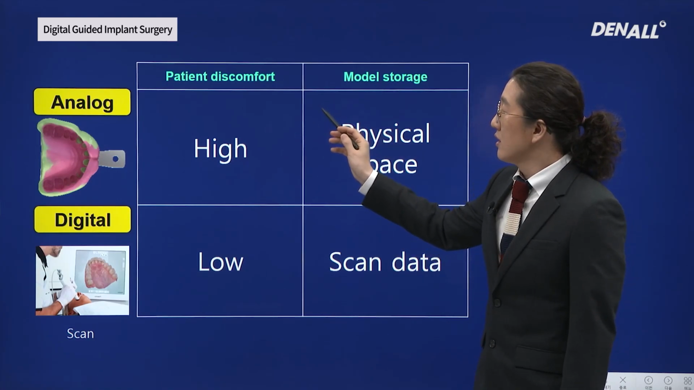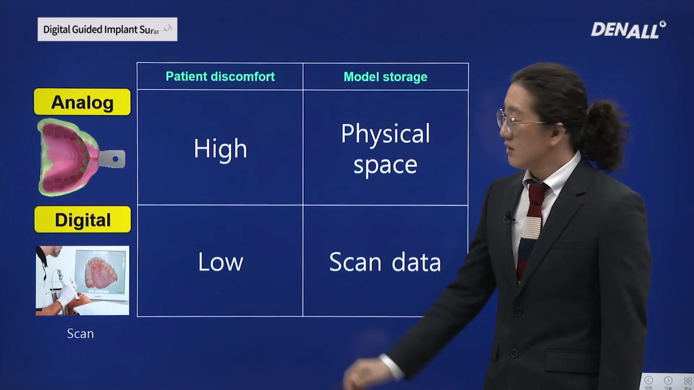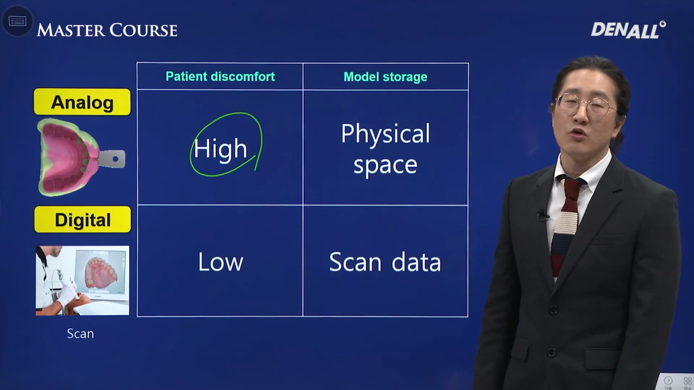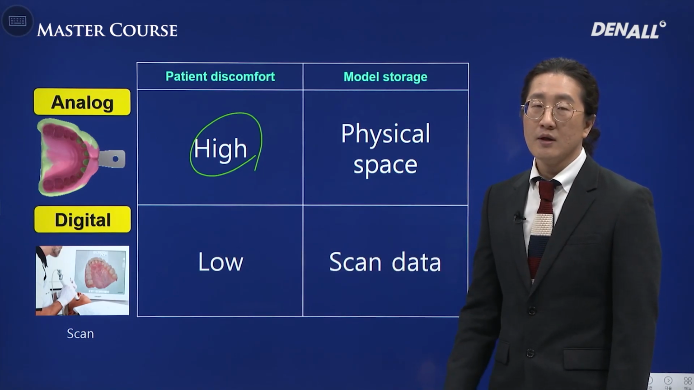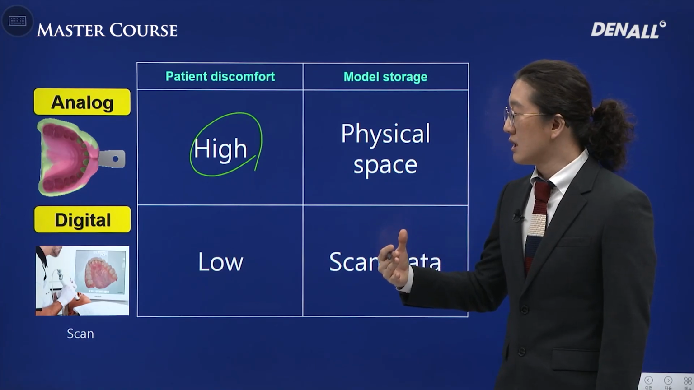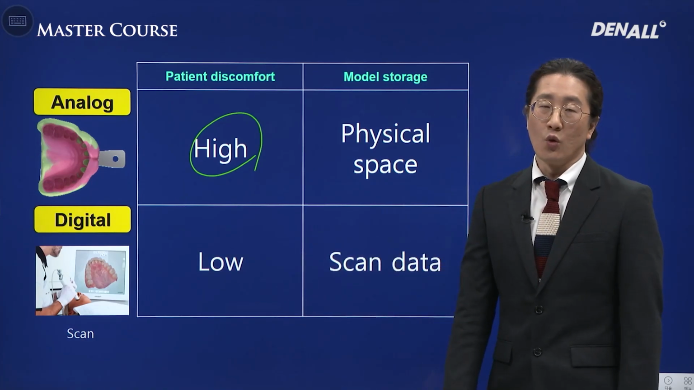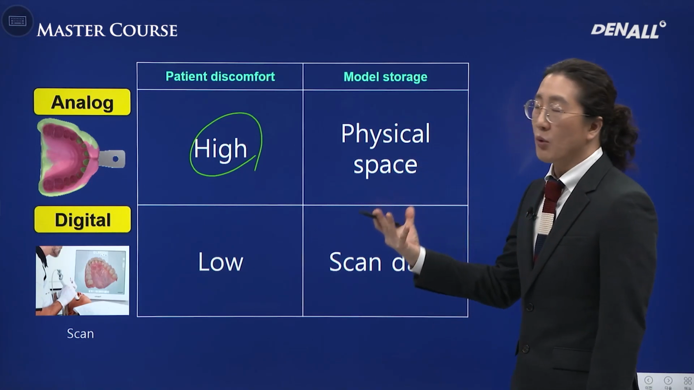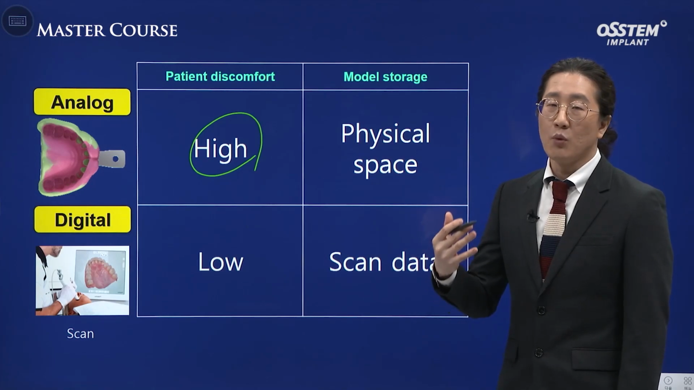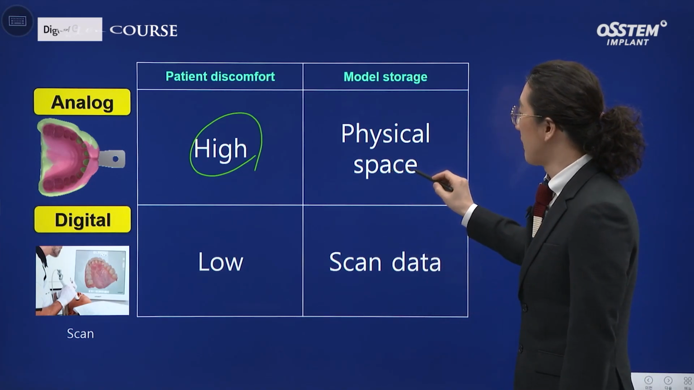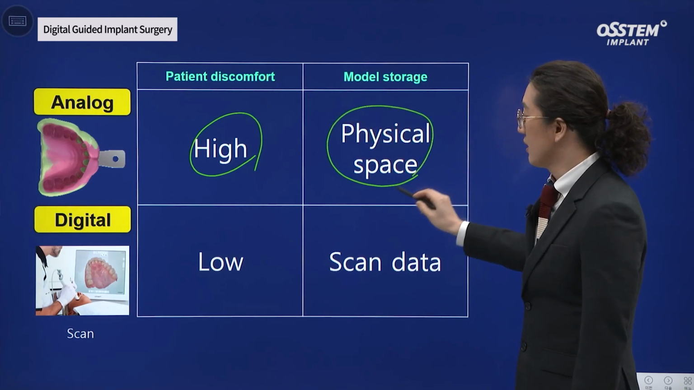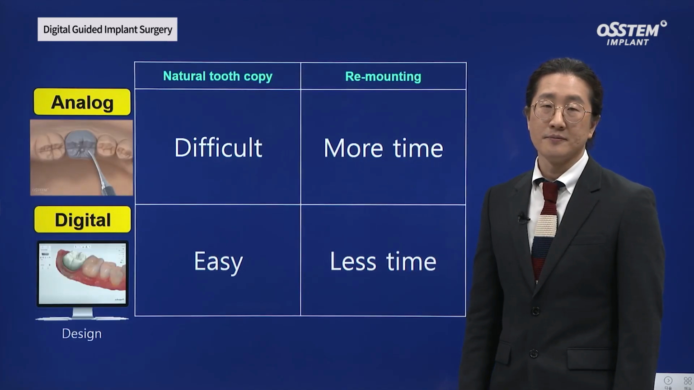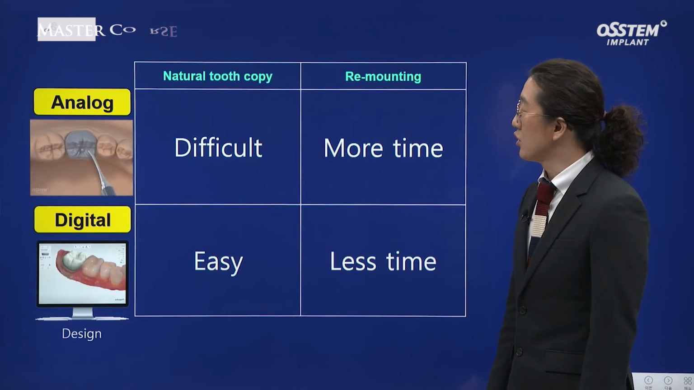In terms of patient discomfort, conventional impression is more uncomfortable compared with scanning. Especially if the patient has a gag reflex, they feel really uncomfortable. The time taken for taking an impression is in general longer compared with scanning. After taking an impression, a physical model needs to come out. We need to have a physical location where we can store the model in the analog method. However, in the case of the digital dentistry method, you do not require a physical location.